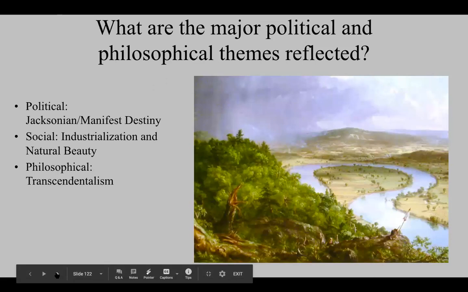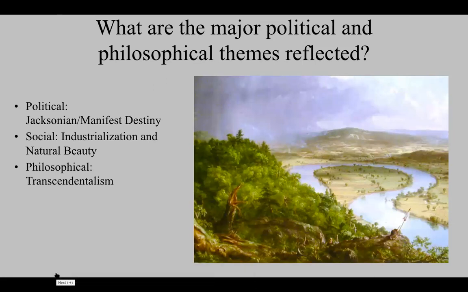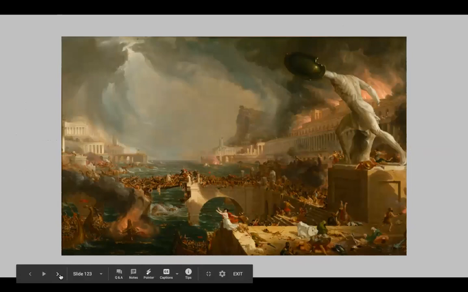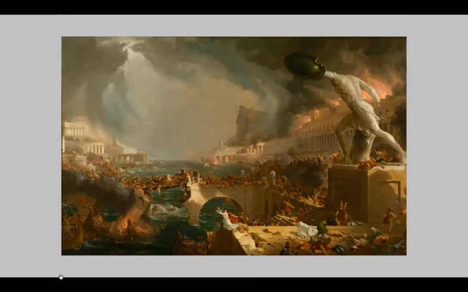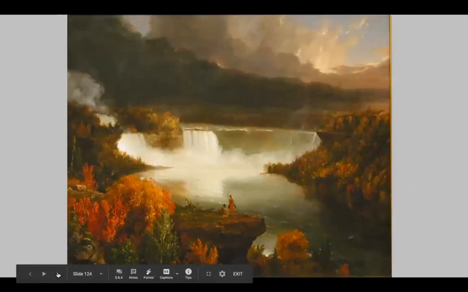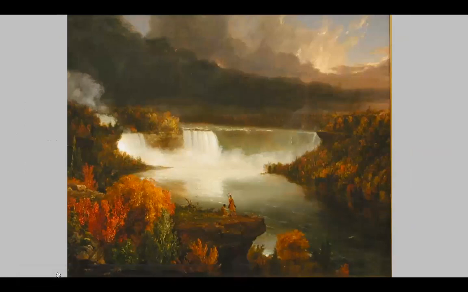Transcendentalism, maybe a little bit early in this painting, but a lot of people kind of see themes of that as well. Power of nature, right? With the storm, with the tree, right? So that is Oxbow. Here's some other examples of Thomas Cole. He did a lot of historicism paintings as well, but he's from New England. So he painted beautiful landscapes of New England. So this is Niagara Falls in New York and then in Canada.